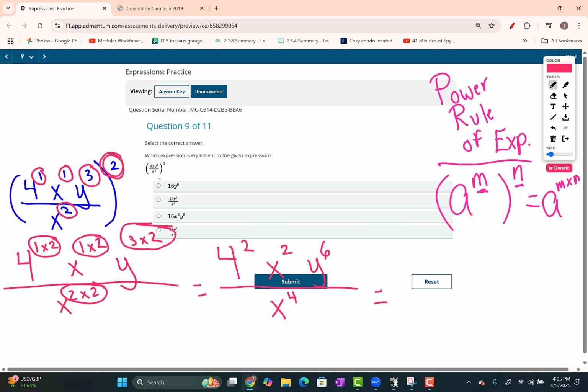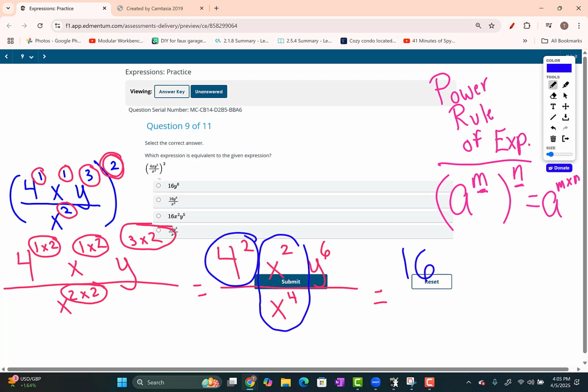Finally, we can simplify this a little bit further. 4 squared is 16. We have an x squared divided by an x to the 4th. So yeah, the quotient rule says when you divide variables, you subtract the exponents. And that's one way to think about it.